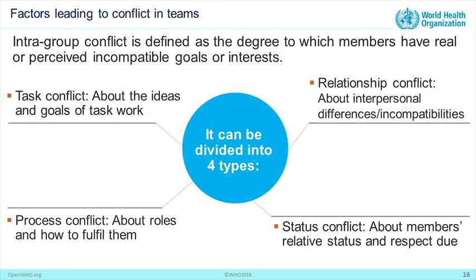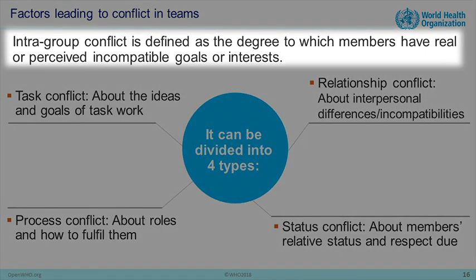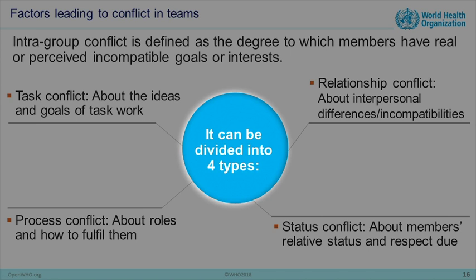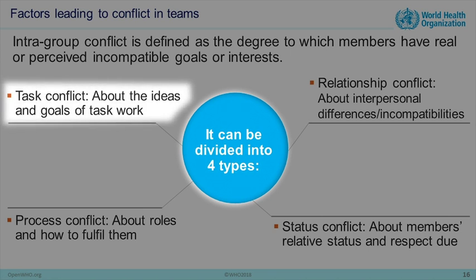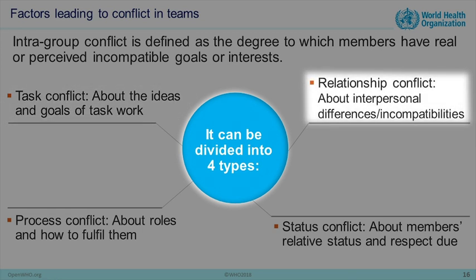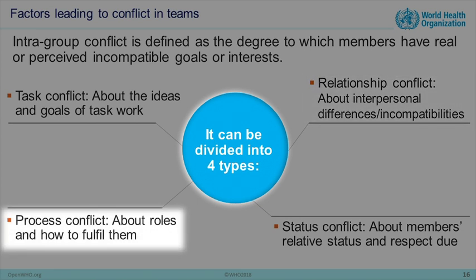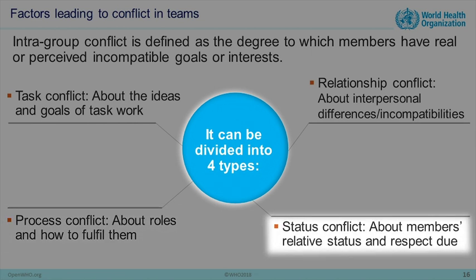Of course, we are all human, and conflict will happen from time to time. Intra-group conflict is defined as the degree to which members have real or perceived incompatible goals or interests. Conflict within teams can be divided into 4 types. Task conflict, about the ideas and goals of the work of the team. Relationship conflict, about interpersonal differences or incompatibilities. Process conflict, about roles and how we fulfill them. And status conflict, about members' relative status and the respect they feel is due.